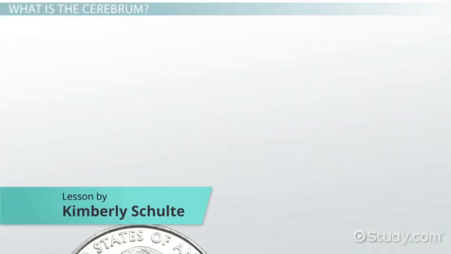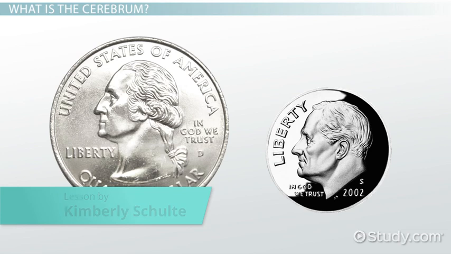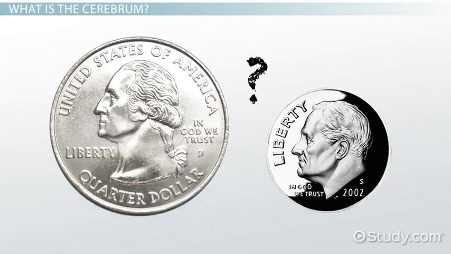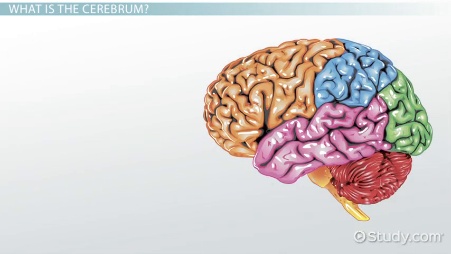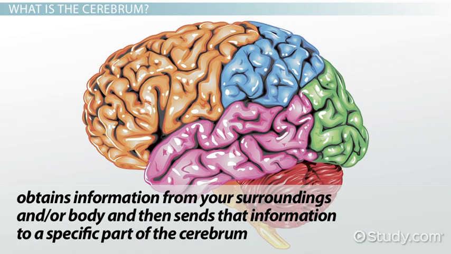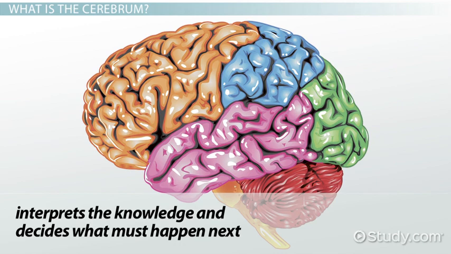How do you tell the difference between a quarter and a dime when you reach into your front pocket in search of correct change? The answer to this question is found in your cerebrum. Your cerebrum is the main part of the brain in humans and other vertebrates. Functionally, it obtains information from your surroundings and/or your body and then sends that information to a specific part of the cerebrum. The cerebrum interprets the knowledge and decides what must happen next.